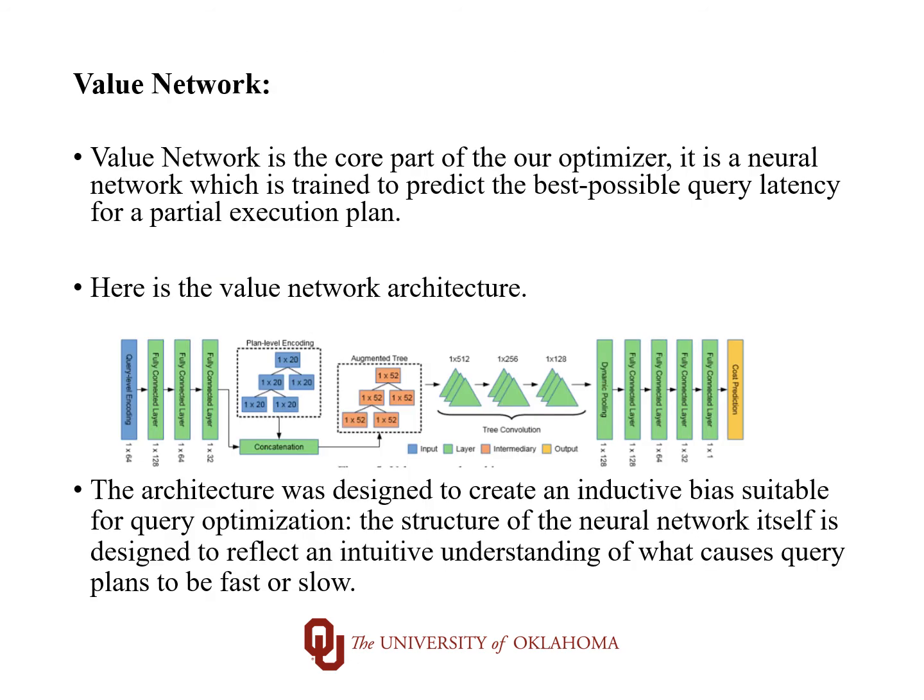Thank you, Shiva. So right now I'm going to talk about the value network. The value network is a core part of our optimizer. It is the actual neural network which is trying to predict the best possible query latency for the execution plan. As you can see, this is the value network architecture, and this architecture is designed to create an inductive bias suitable for query optimization. The structure of the neural network itself is designed to reflect an intuitive understanding of what causes query plans to be fast or slow.